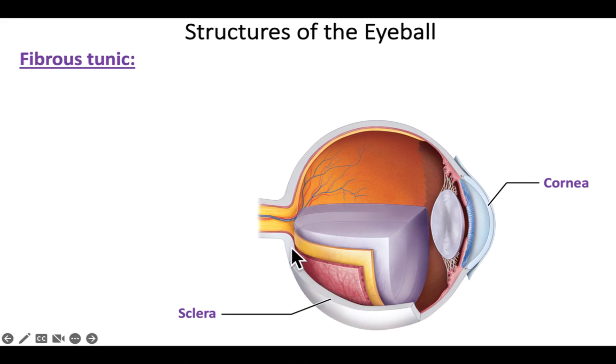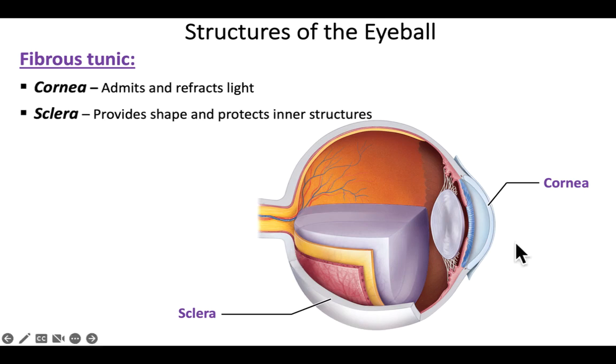So it's the outermost layer divided into 2 parts. In the front, or the anterior side, you have the cornea, and then everywhere else where it kind of turns from clear or transparent into white, that white part is the sclera. All right. So what's the function of these parts?